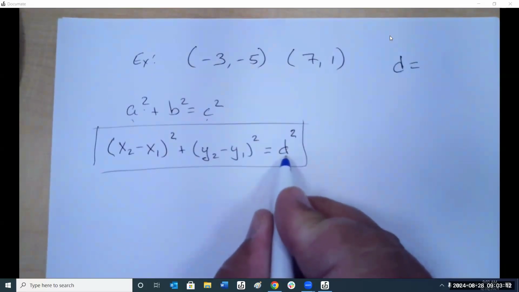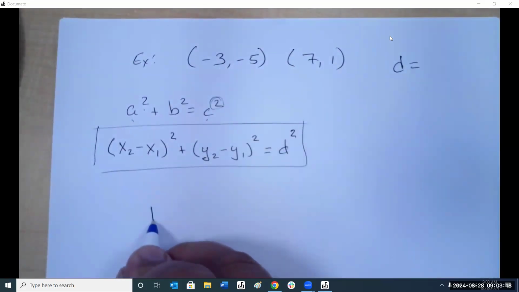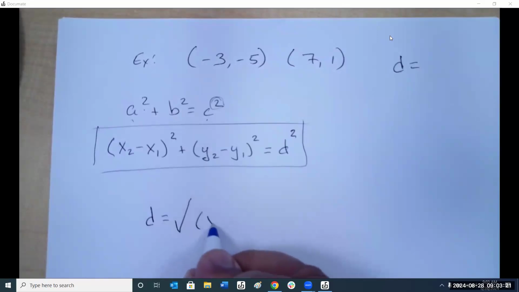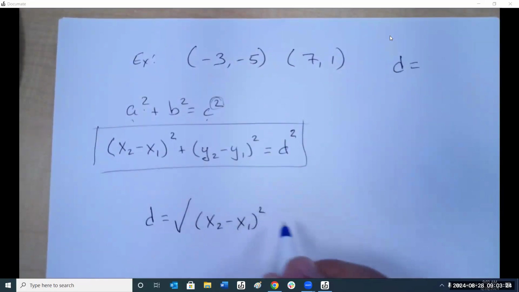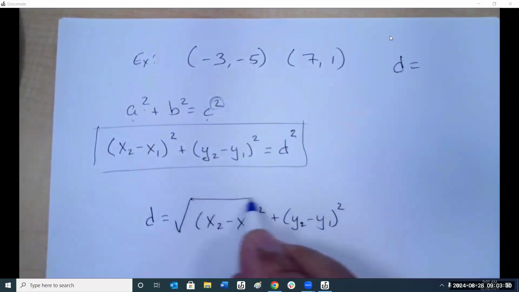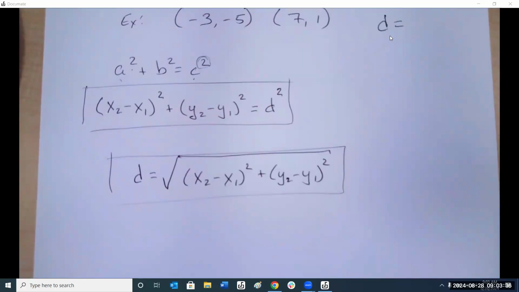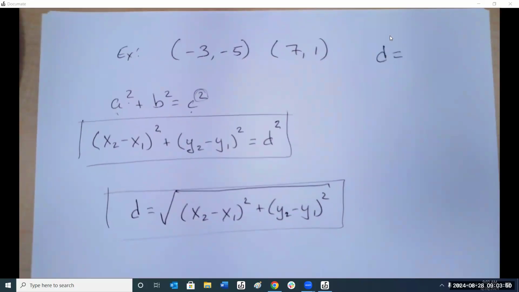And what do we do to get d by itself, or get c by itself? How do we get rid of that square? We square root it. So if we have d, then we take the square root of all that stuff. So those are your formulas. And we'll talk about radicals, the square roots, in a second as well. So find me the distance, please.